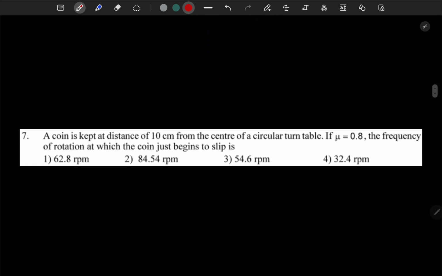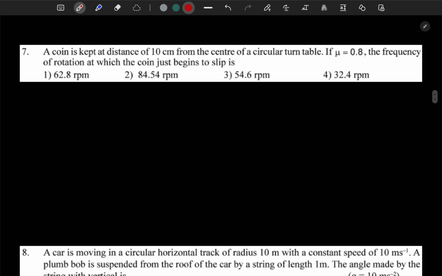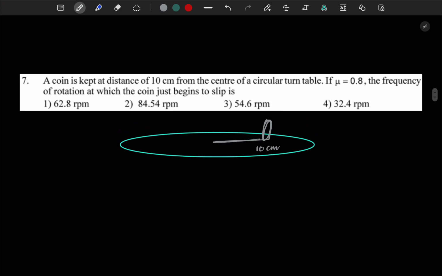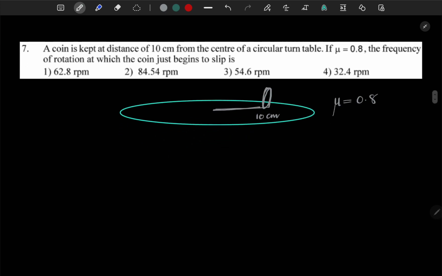Let's move on to the next question, which is question number 7. A coin is kept at a distance of 10 centimeter from the center of a circular turntable. We'll draw the table. So here is a table and a coin which I have drawn. The coefficient of friction is given as mu is equal to 0.8. We need the frequency of rotation at which the coin just begins to slip. If you observe, the options are in RPM, rotations per minute. So we can convert them into rotations per minute, no problem.